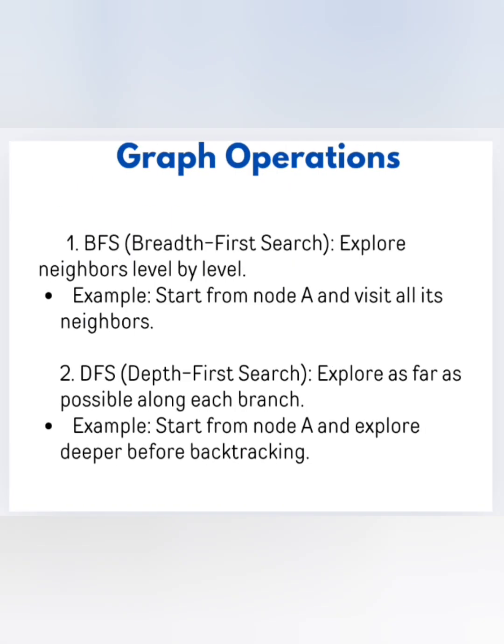The next data structure is the graph data structure. Which operations can we perform on a graph? The first one is BFS, breadth first search. BFS explores the neighbors level by level. For example, start from a node A and visit all its neighbors, and after node A there may be nodes B and C. So step by step, all the neighbors are visited by BFS.